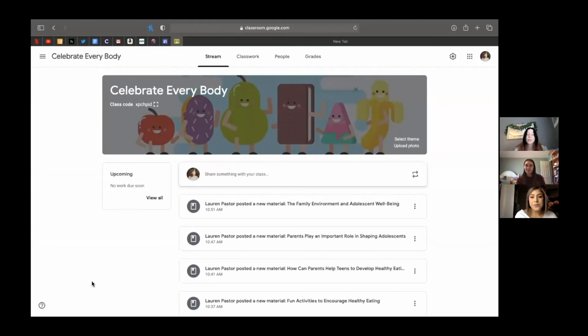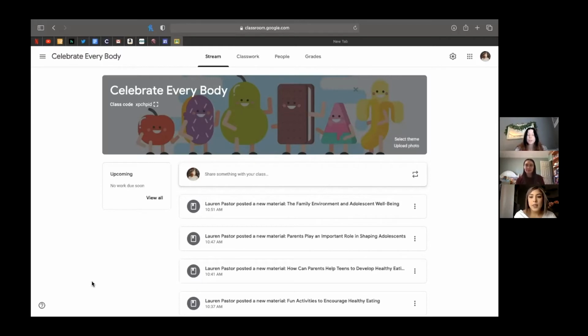Our team created a Google Classroom named Celebrate Every Body that is filled with resources that are available to not only students and parents, but also for educators to share in classroom settings. Celebrate Everybody includes resources, information, and tools on how to lead a healthy lifestyle without perpetuating the notion of an ideal body type or shape.